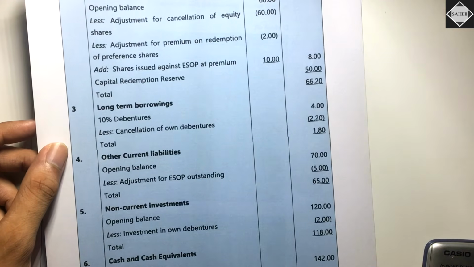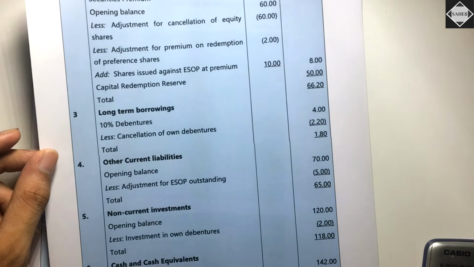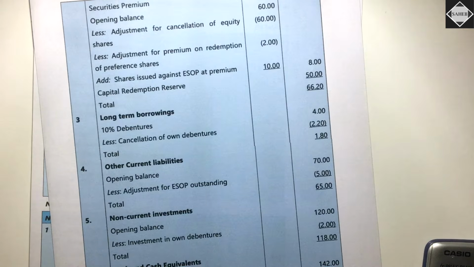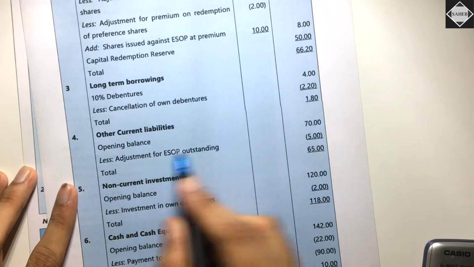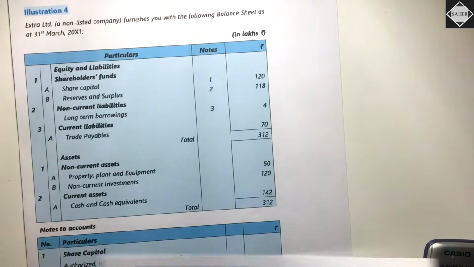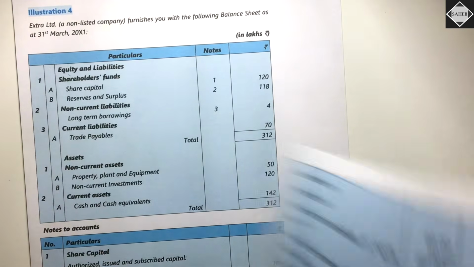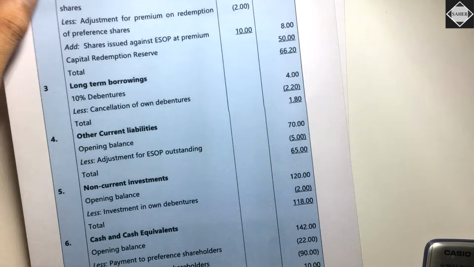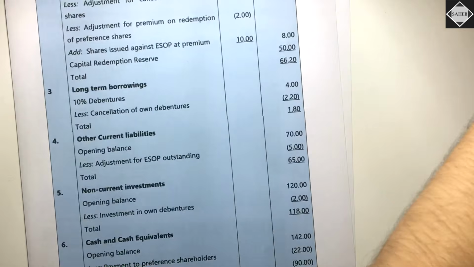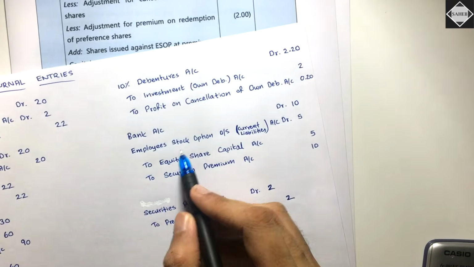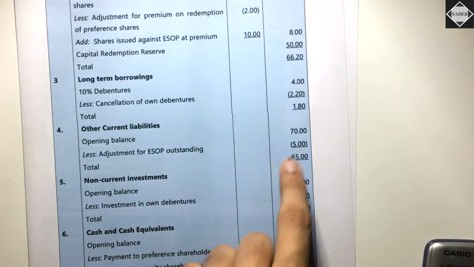Is it clear? Easy. And then current liabilities. In current liabilities also there is a reduction because of ESOP. ESOP outstanding was included in that. So that's why other current liabilities opening balance 70 lakhs was there in the question, isn't it? In that there was the ESOP outstanding account. So we have reduced that by how much? By 5 lakhs, isn't it? 70 minus 5. Why 5 lakhs? Because we have cancelled now. See here, employee stock option outstanding account in bracket, current liabilities 5 lakhs. So that you will reduce.